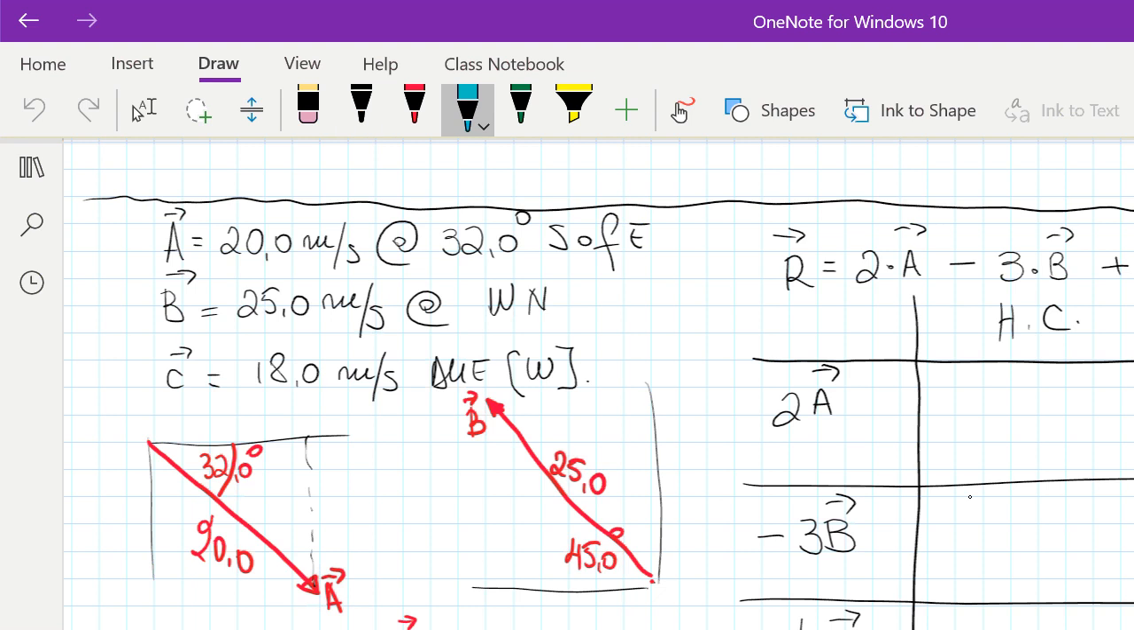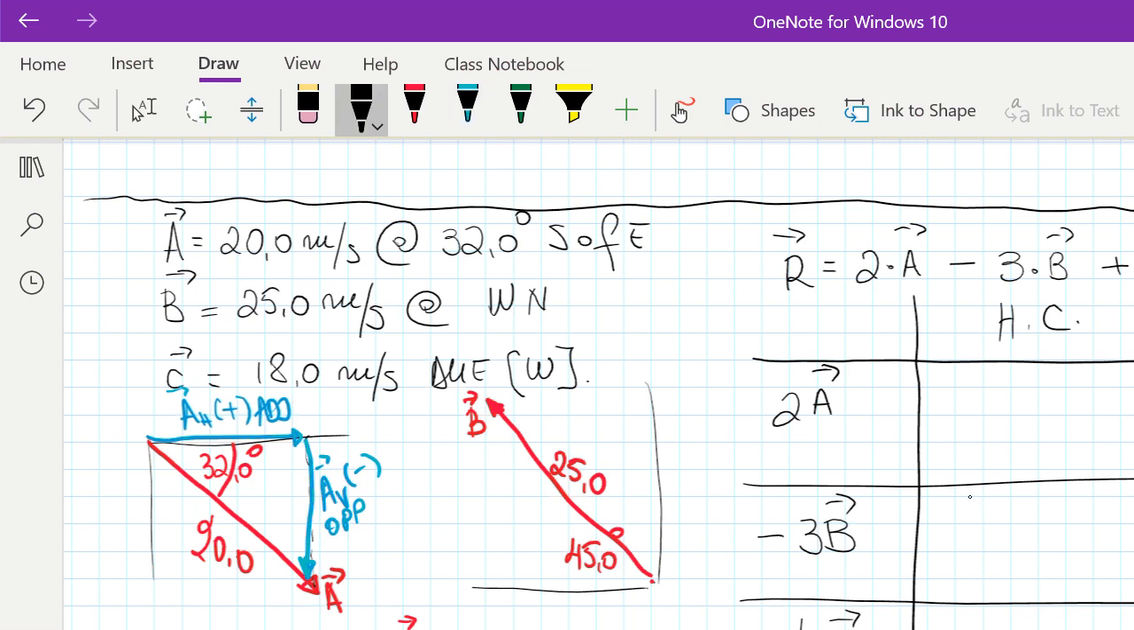What we will see here will have a horizontal component for this vector that is positive because it's going east, and it is the adjacent. And we will have the vertical component of this vector that is negative and is the opposite because it's going south.